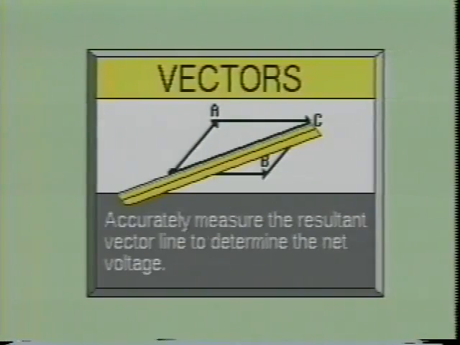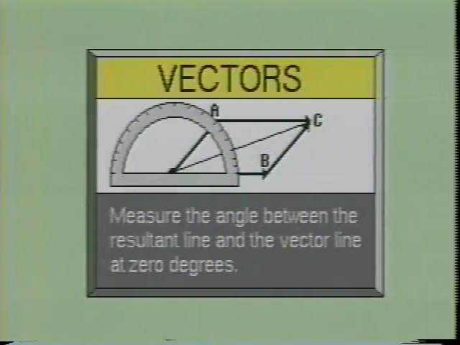Now you must measure the length of the resultant vector with the ruler marked in centimeters. When we do this, we learn the combination of the voltages has a net force of 74 volts. To find the phase relationship of the two signals, use the protractor and measure the angle between the resultant vector and the vector at 0 degrees, which is vector line B. We learn the phase relationship between these two voltages is 16.6 degrees.